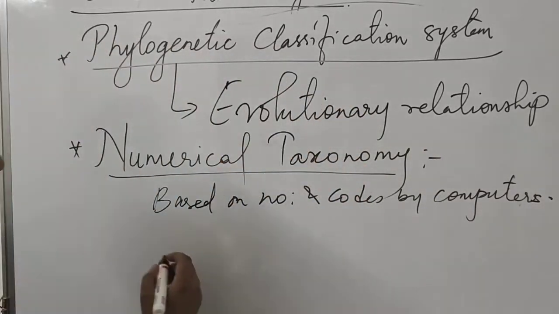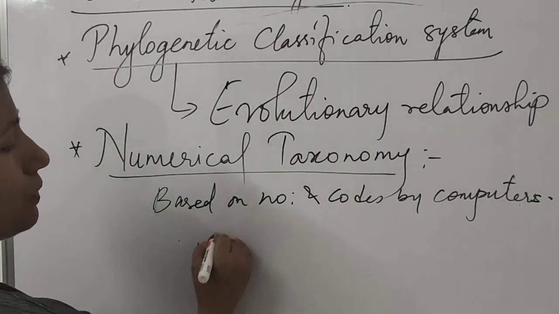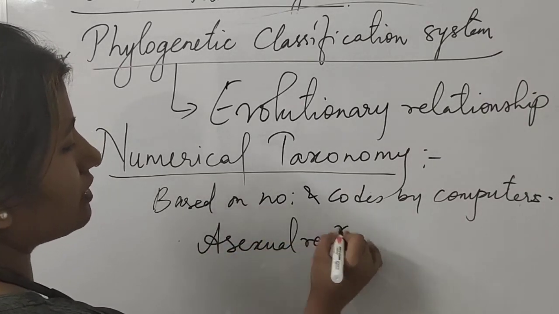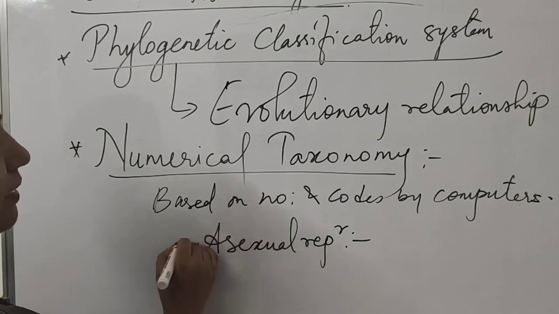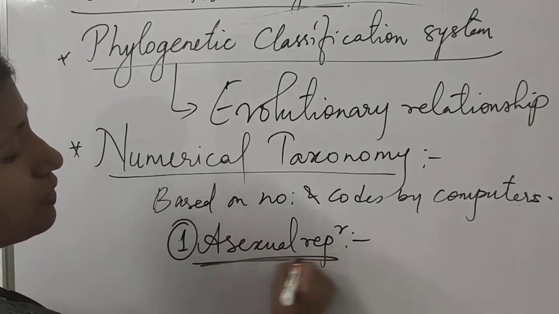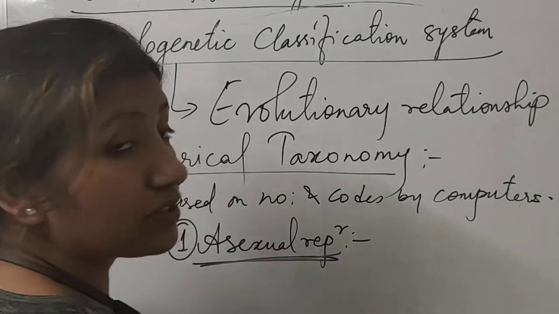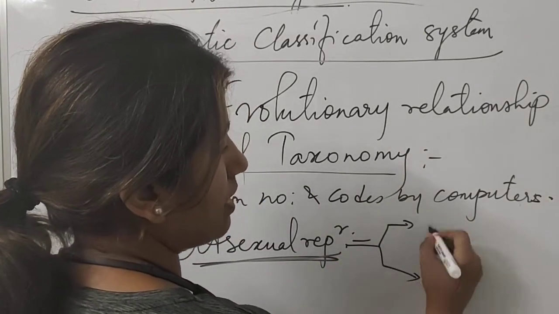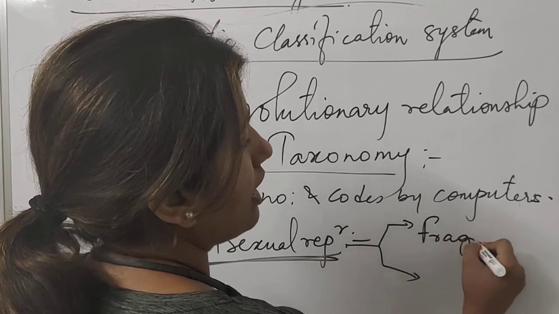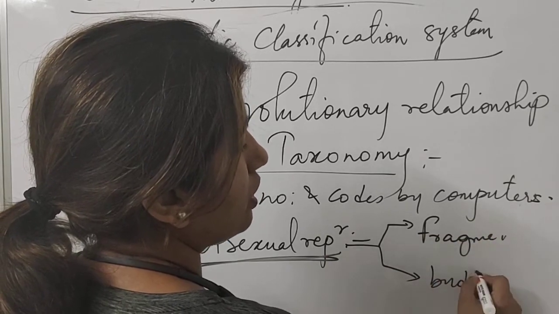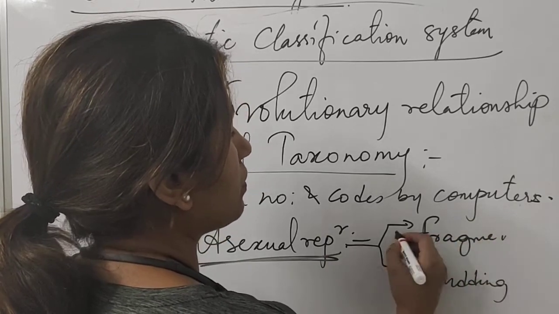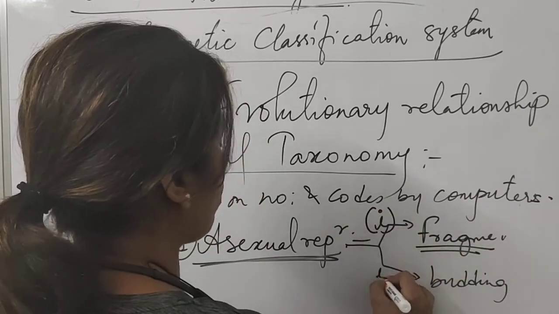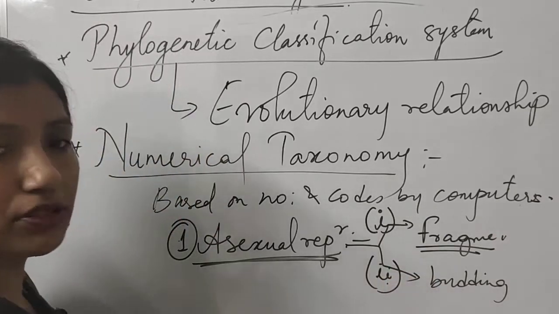For example, let us give a code to asexually reproducing organisms. Asexual reproduction, we are numbering them as 1. This character or this feature. But under asexual reproduction several features come. Fragmentation comes, and then budding comes. So let me give it a code. Fragmentation I'm giving code Roman number 1, and budding I'm giving Roman number 2.